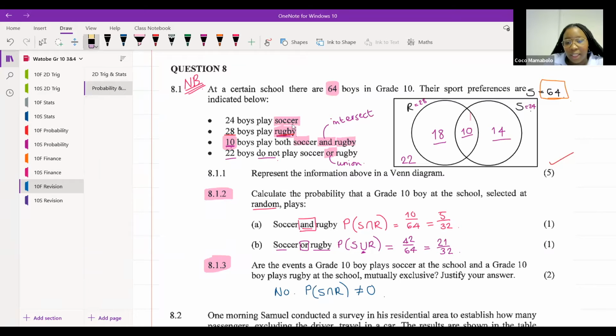So we can't use them. The 22 doesn't play any of the sports. Over here, they want to know whether you play rugby or soccer or both. So how many of us play rugby or soccer or both? 42 out of how many? Out of 64. If we simplify that, that's going to give us 21 over 32. I need you guys to give me a thumbs up if my explanation makes sense. Yes, correct, Oradilwe. Everything that has anything to do with soccer and rugby, add them together.